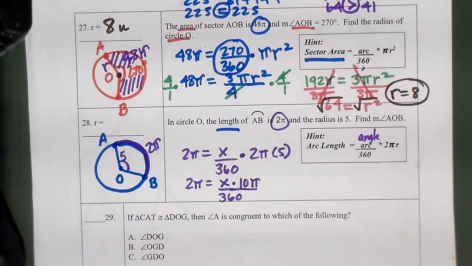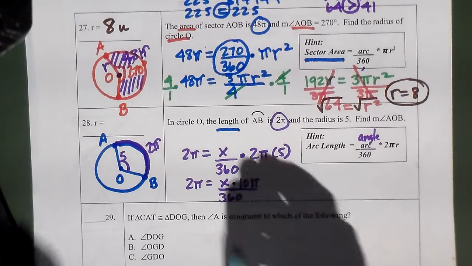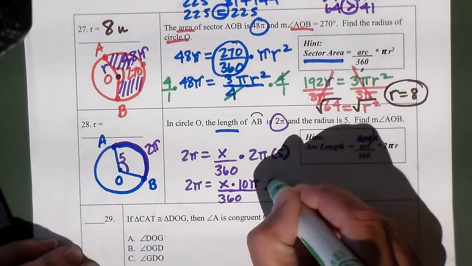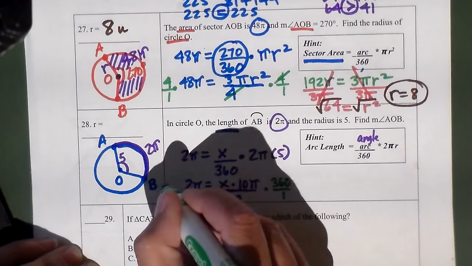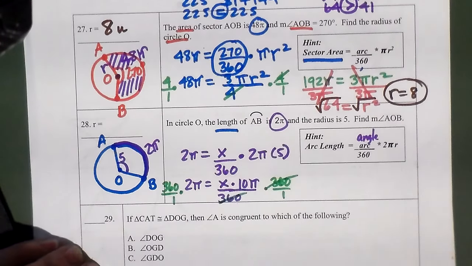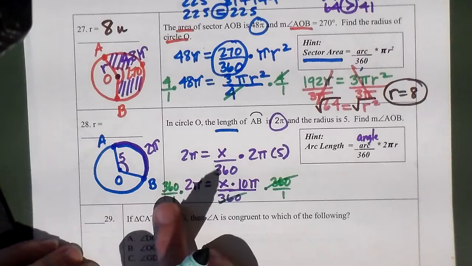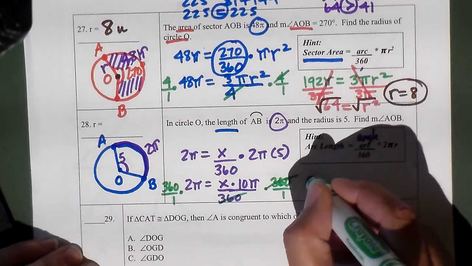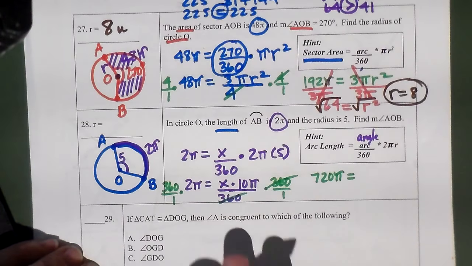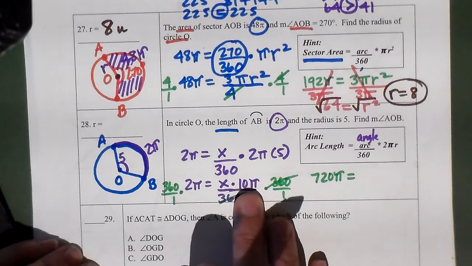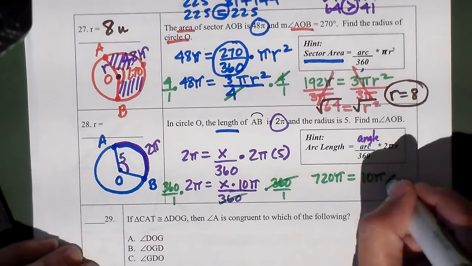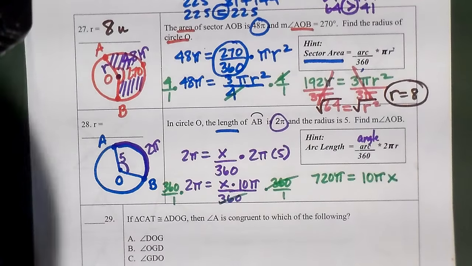So what I'm going to do now is get rid of that 360. Again, you can put the 2 pi over 1 and cross multiply. I'm just going to multiply by the lowest common denominator. So I'm going to multiply both sides by 360 over 1, because the 360s go away. So when I multiply 360 times 2 pi, I'm going to get 720 pi on the one side. And on this side, I have x times 10 times pi. So I've got 10 pi x. And I'm back where I was before.